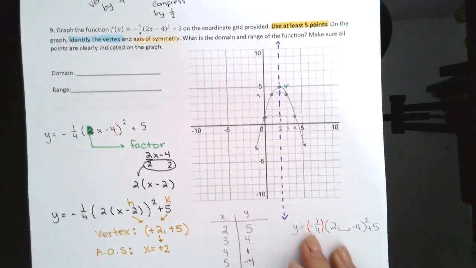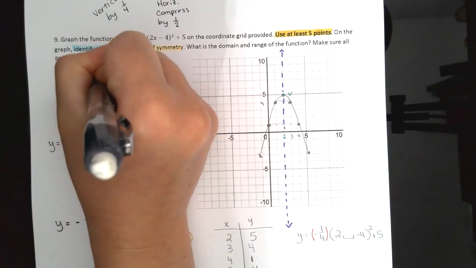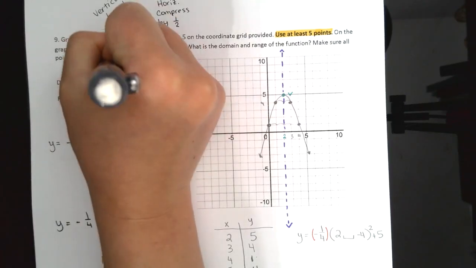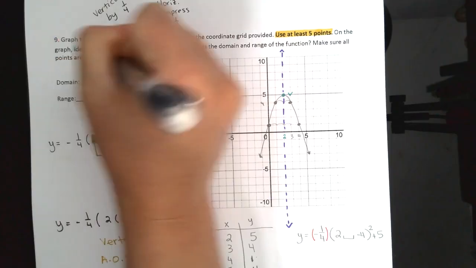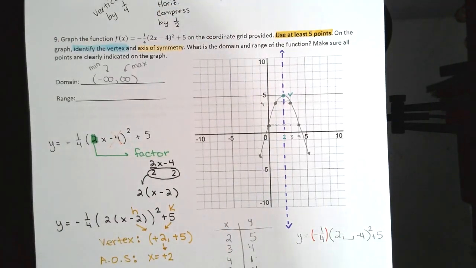Okay, domain and range. Domain, always, always, always the same for quadratics. It's from negative infinity to positive infinity. Remember, when you're writing this, you want your minimum value on the left and your maximum value on the right. Just like on a number line, smaller numbers go on the left, larger numbers go on the right.